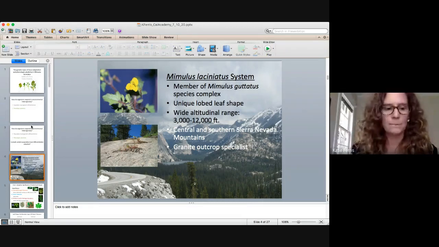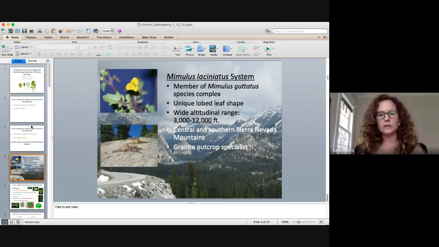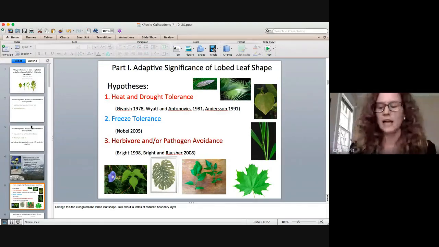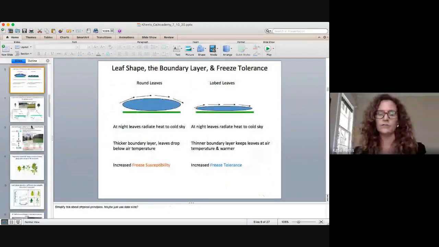So I'm going to be talking to you about leaf shape because leaf shape has been proposed to be adaptive for several different reasons. Specifically, I'm going to be talking about lobed leaves today. Lobed leaves have been proposed to be involved in heat and drought tolerance, in freeze tolerance, and also in herbivore or pathogen avoidance for plants. Today I'm going to concentrate on freeze tolerance, and I'm going to tell you about how leaf shape, variation in the leaf margin, can affect the leaf boundary layer, and how that in turn can affect freeze tolerance or other physiological properties.